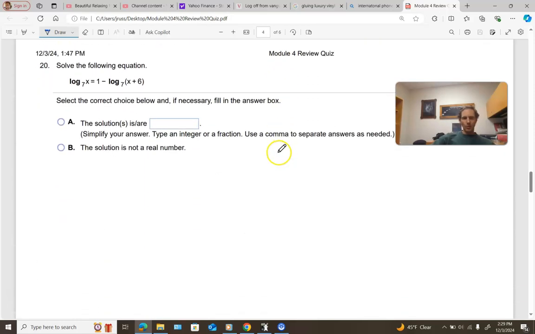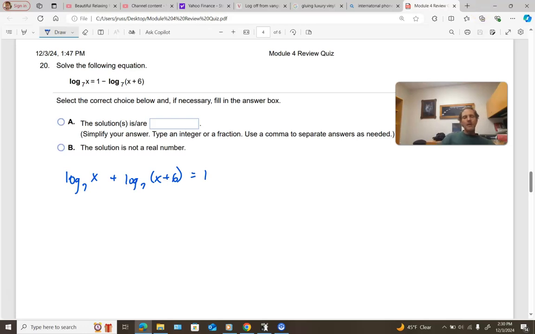All right, now let's do one more. Save the best for last. This one's not going to be as easy as the last one, because what we've got going on is two logarithms, and they're on opposite sides of the equation. So what I need to do is to move one to the other side. So this negative log base 7 that I have, I'm going to move it over to the left hand side. And I'm going to do that by adding it. So if I add it to both sides, I would end up with log base 7 of x plus log base 7 of x plus 6 is equal to 1.